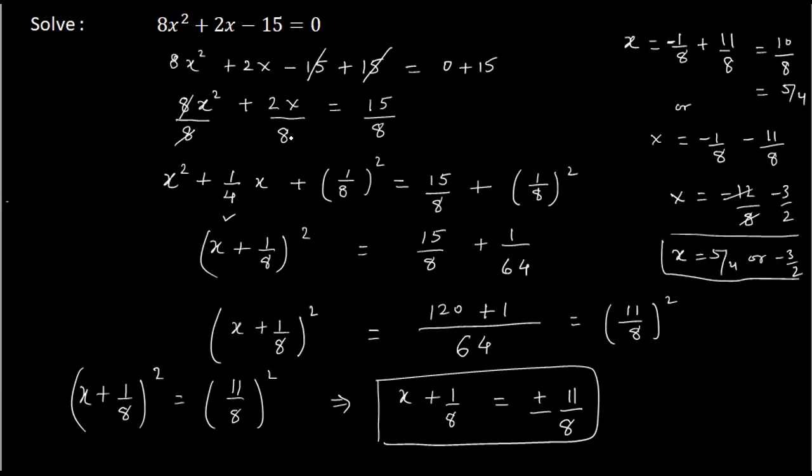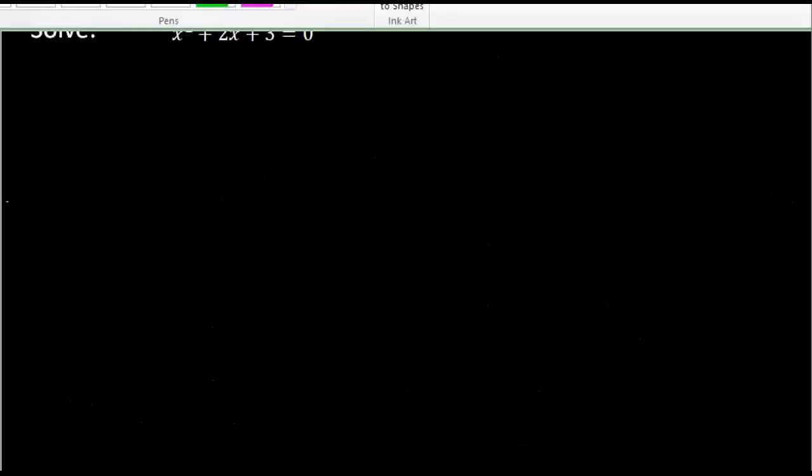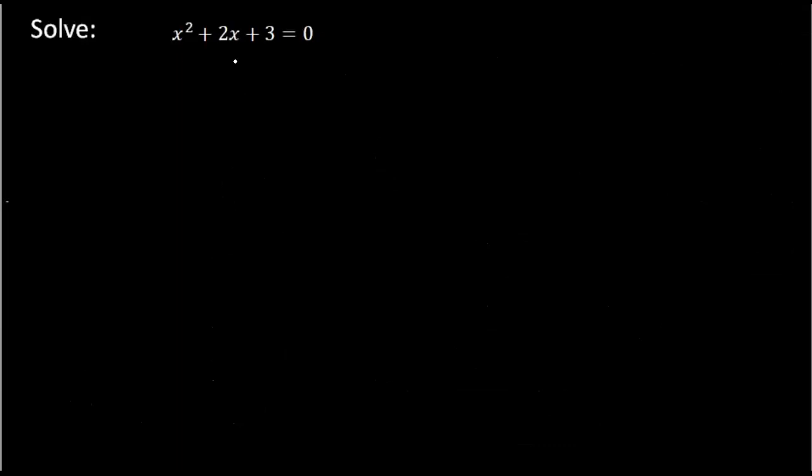Let us see one more example so that we are able to understand everything properly. Here we have to solve this simple quadratic equation. In order to solve this quadratic equation, again subtract 3 on both sides. So this becomes x square plus 2x equals negative 3. Now the coefficient of x is 2. So add the square of half of the coefficient of x on both sides.